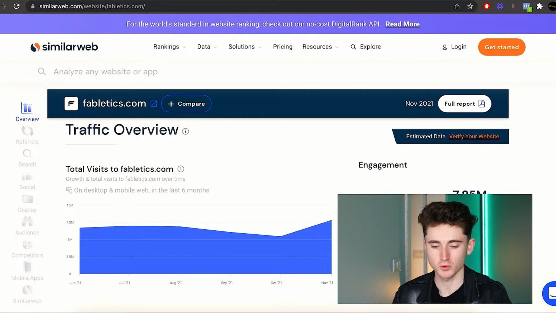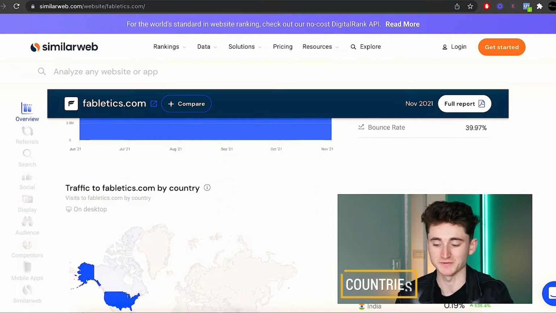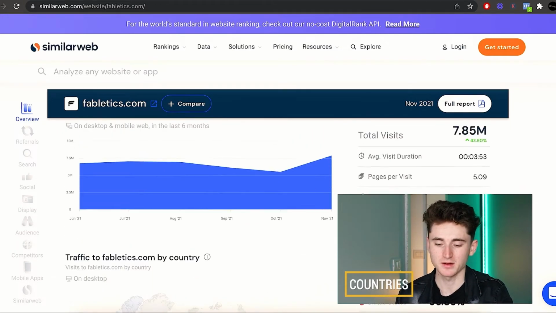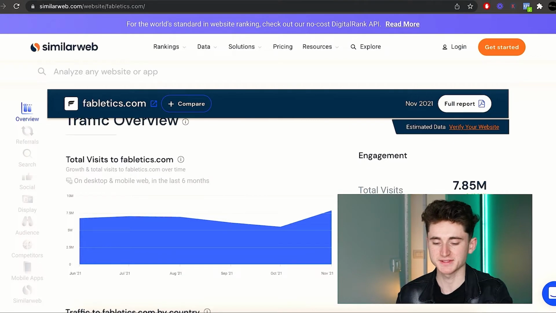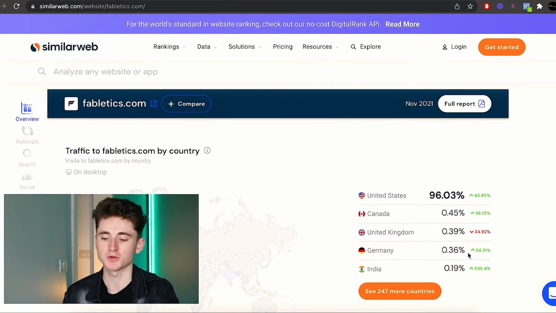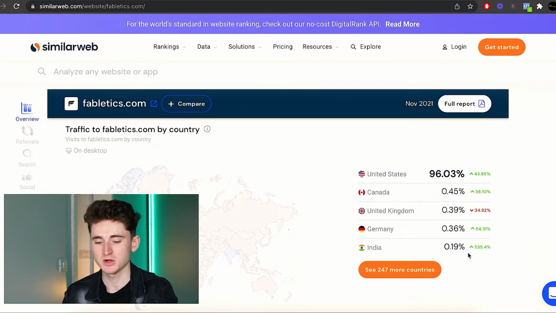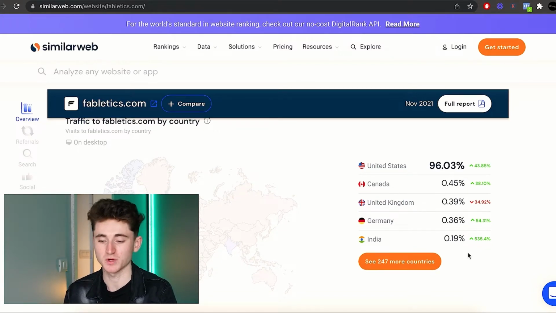If we scroll down, we'll find this information about the country. Now here we can start taking some notes. First of all, we can see where actually most of the sales are coming from for this particular brand. We can see that 96% of their traffic is coming from the US, which means most of the sales most likely are coming from the US as well.